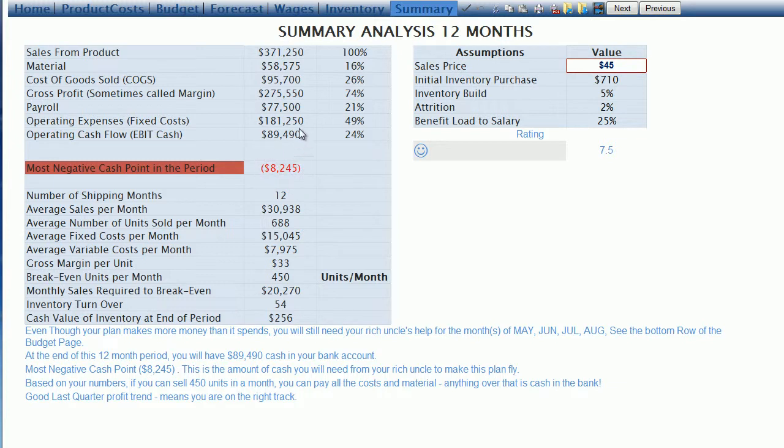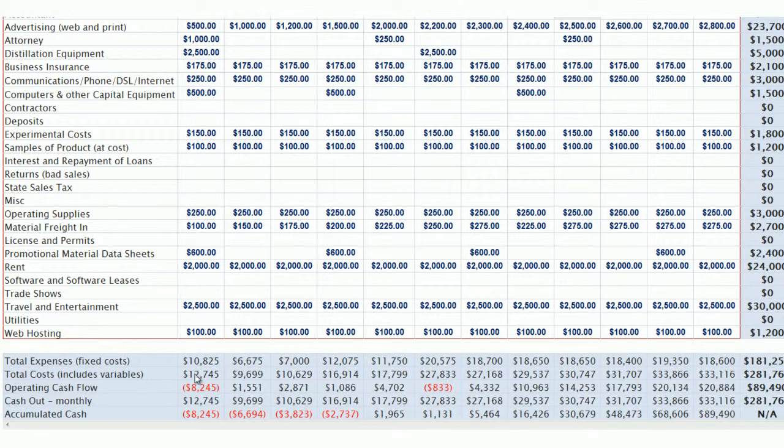My. The summary page indicates I will need to borrow some cash to get started. And that if I can find the startup cash, I will wind up with almost $90,000 at the end of the period. Yes, the notifications indicate our cash negative periods. Let's go to the budget page and see exactly when they occur. The notification was correct. It is May, June, July, and August.